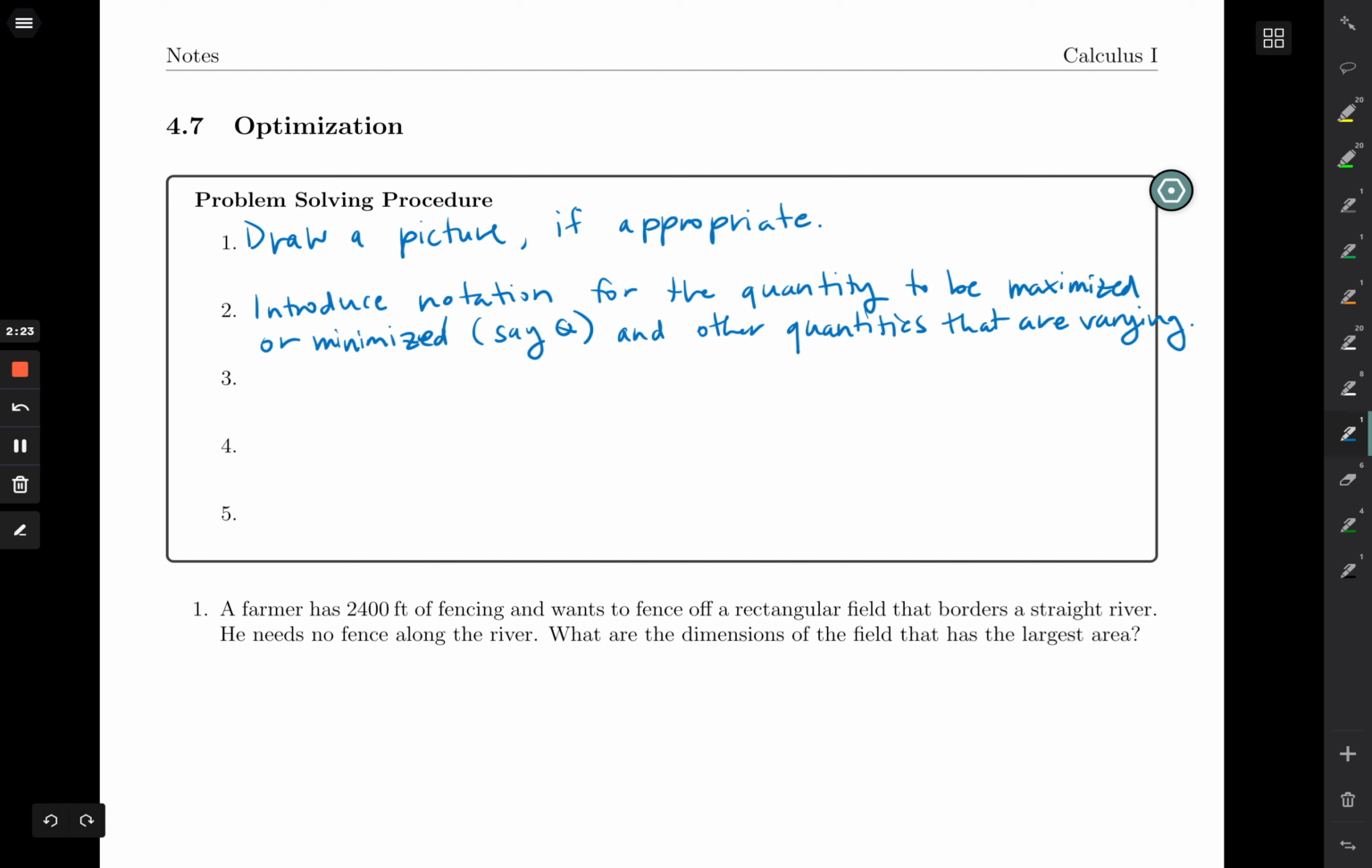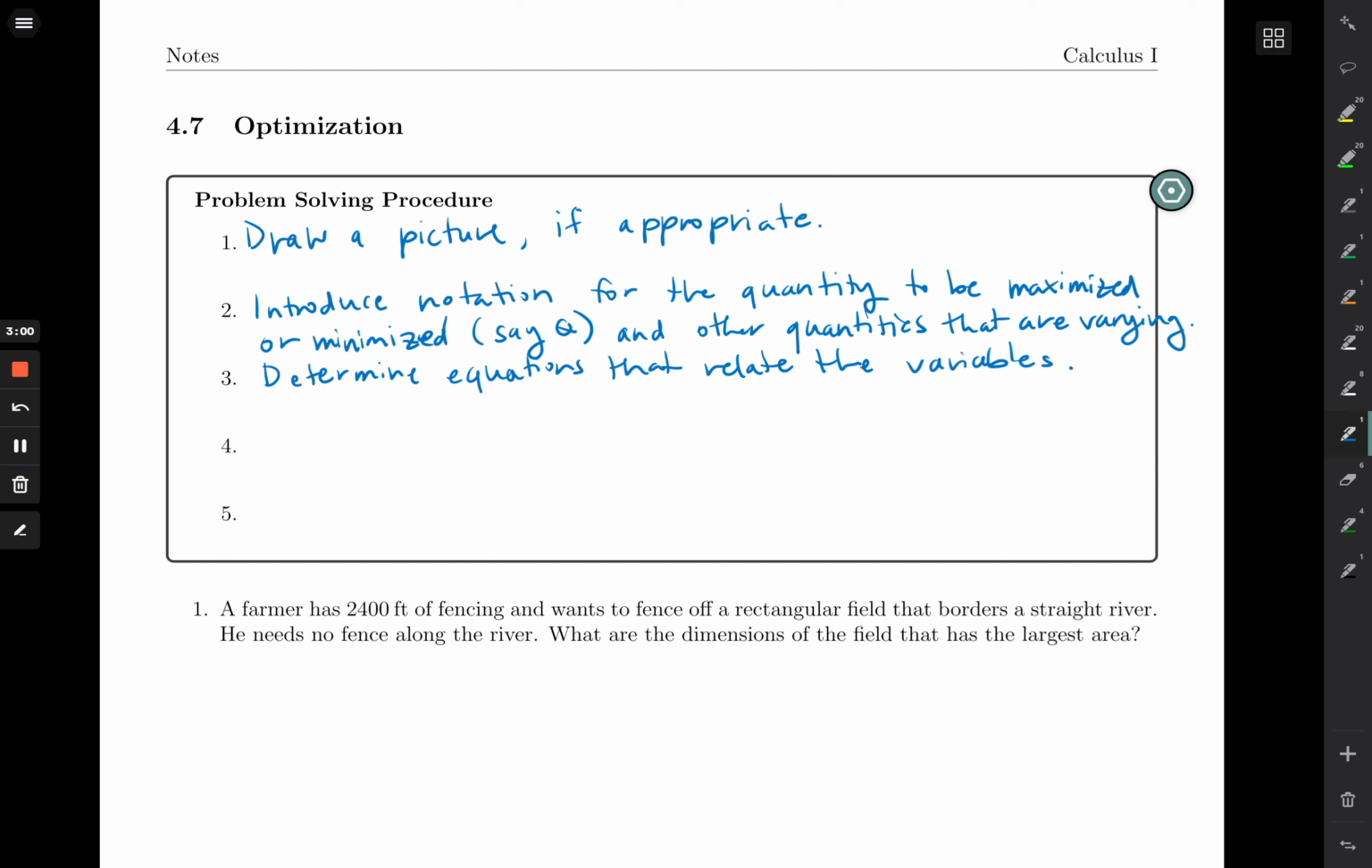The third step would be to determine equations that relate the variables. And so these will often be geometric equations that we know, such as the area of a circle or the volume of a cube or something like that, or something to do with geometry that relates to the picture that you've drawn. So we'll see examples of this when we do some problems.